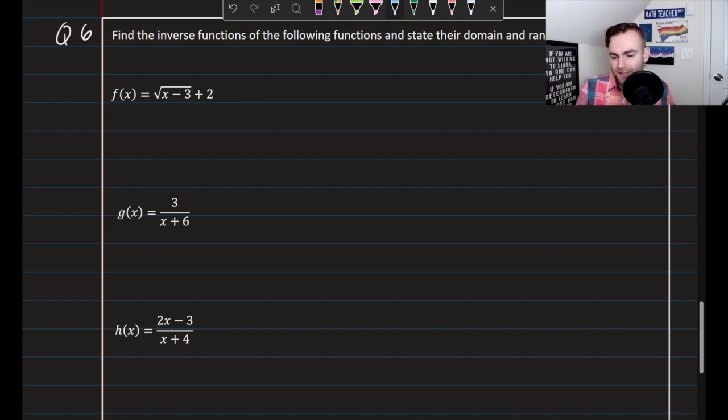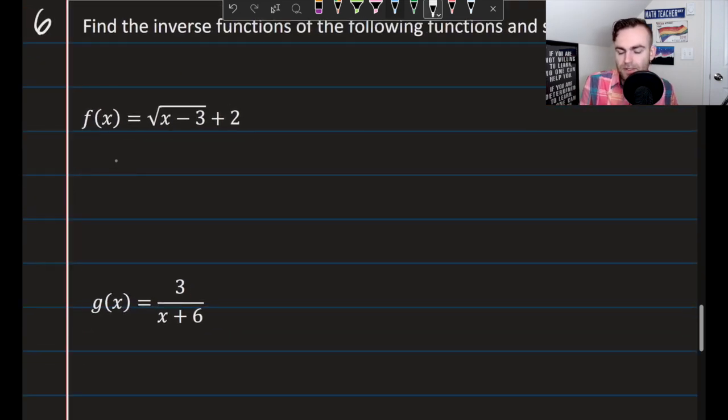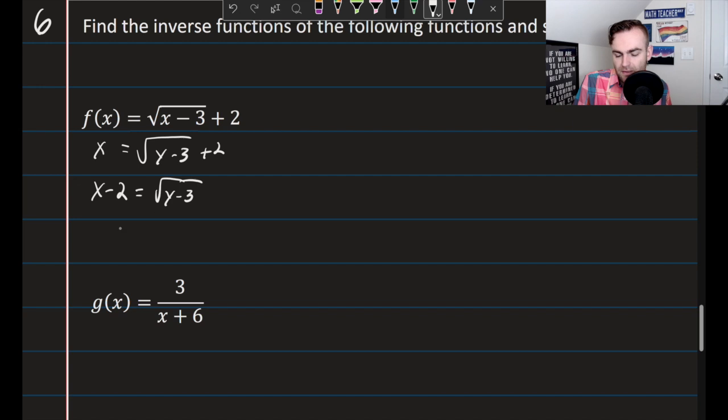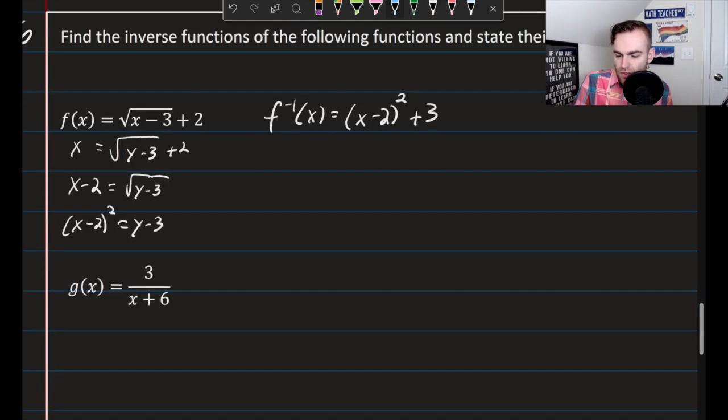But I digress. I'm going to get x equals the square root of y take away 3 plus 2. X take away 2 is equal to the square root of y take away 3. X minus 2 squared is equal to y take away 3. So f inverse of x is equal to x take away 2 squared plus 3.